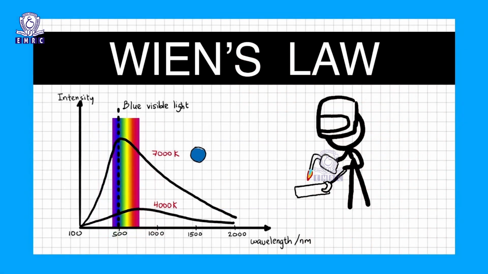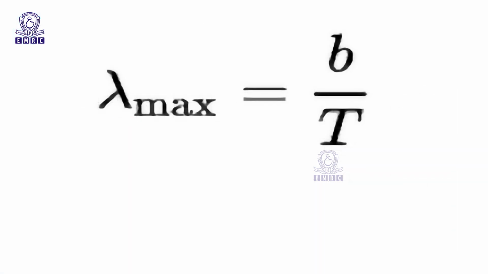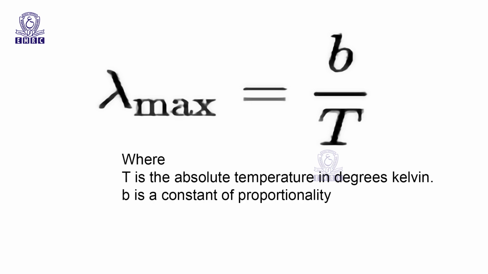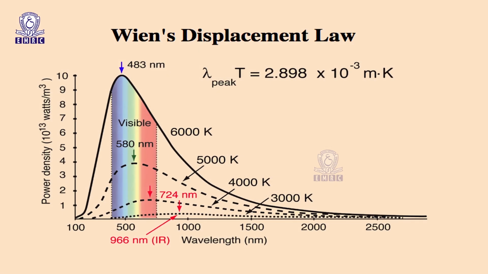Formally, Wien's displacement law states that the spectral radiance of the black body radiation per unit wavelength peaks at the wavelength lambda max. Lambda max is equal to b by T, where T is the absolute temperature, that is in degrees Kelvin. b is the constant of proportionality called Wien's displacement constant, which is equal to 2.89 into 10 to the power of minus 3 mK, or more conveniently to obtain wavelength in microns.